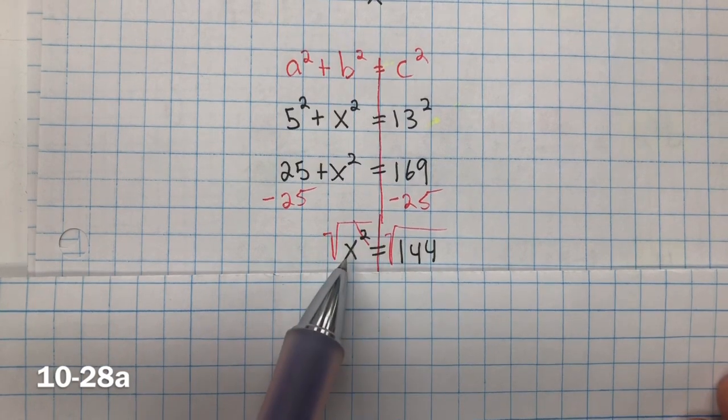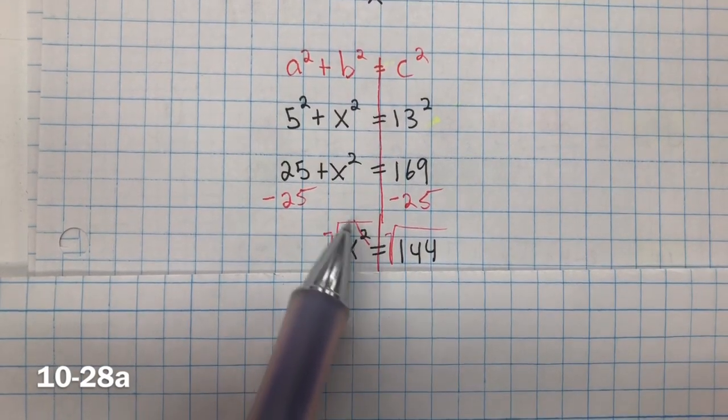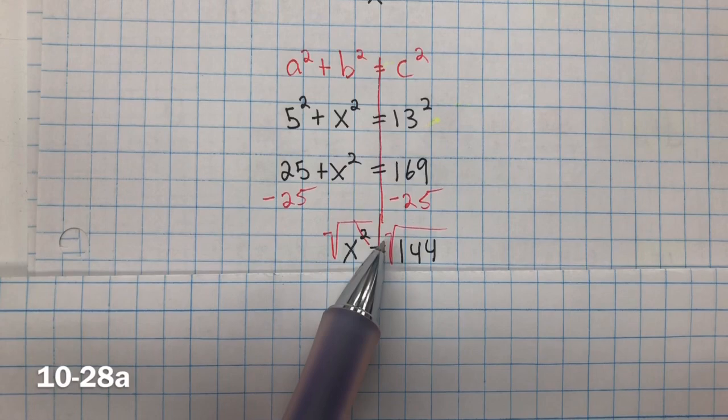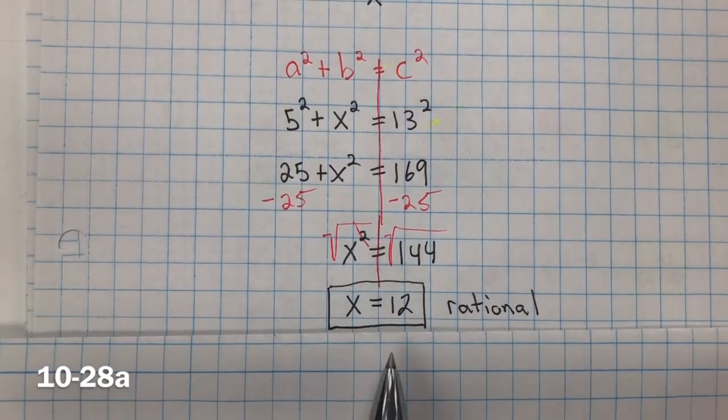So now we have x squared. The inverse property of squaring is taking the square root. Those cancel each other out. They're inverse properties. What you do to one side, you do to the other. The square root of 144 equals 12.